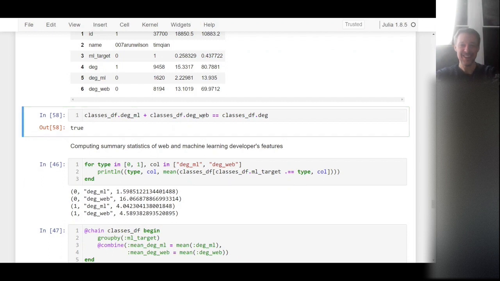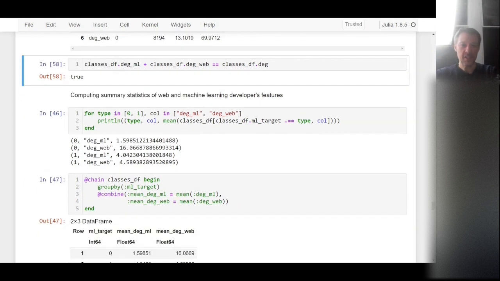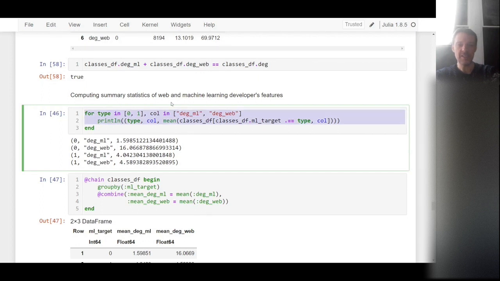Okay. So now we can check what is the mean degree of machine learning and web developers, but conditional on whether I am a machine learning or web developer. So this will be a first insight into our original question. And this is kind of a loop that you could write if you didn't have any better functions to do this.